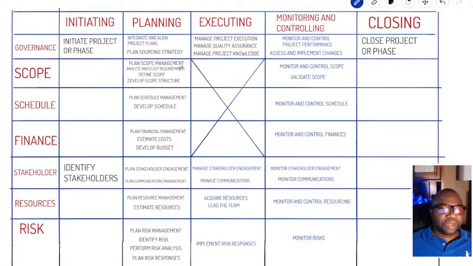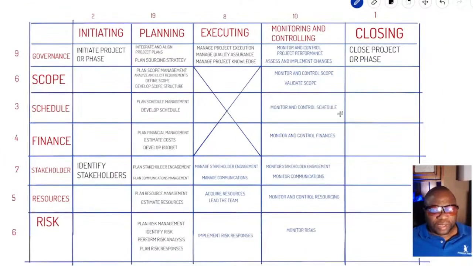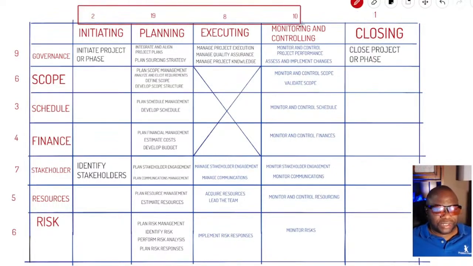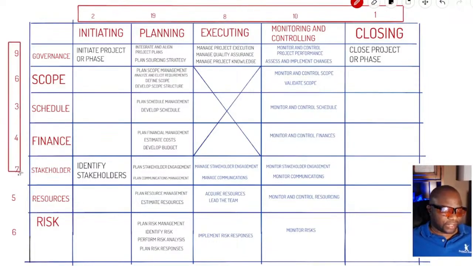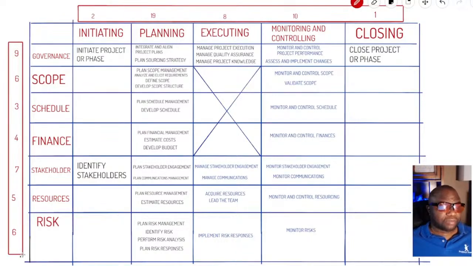All right. So if you count the number of processes that you have in each of these columns, that will tell you if we are done. And finally, my friends, let's take a look at the numbers. It's important to understand the implication. We have 2 in initiating, 19 processes in planning, 8 in executing, 10 in monitoring and controlling, and 1 in closing. We have 9 in governance, 6 in scope, 3 in schedule, 4 in finance, 7 in stakeholder, 5 in resources, and 6 in risk. And that is the matrix.